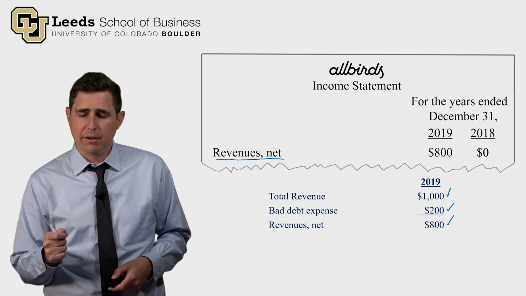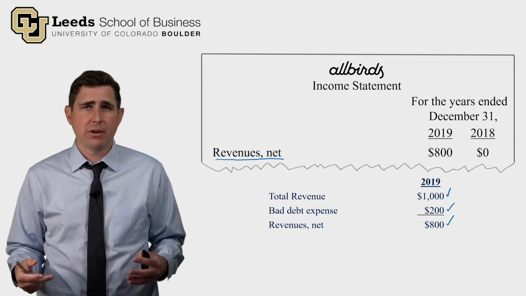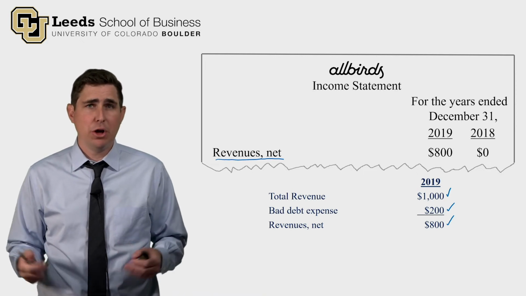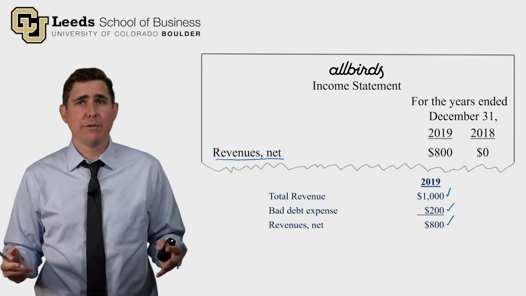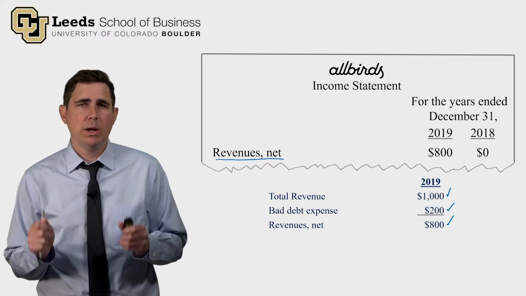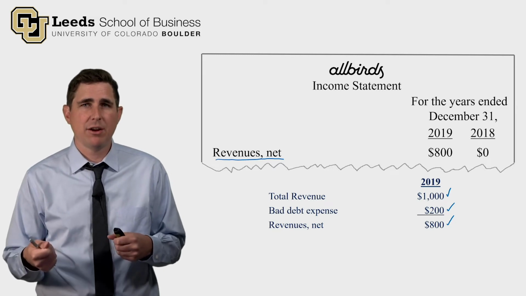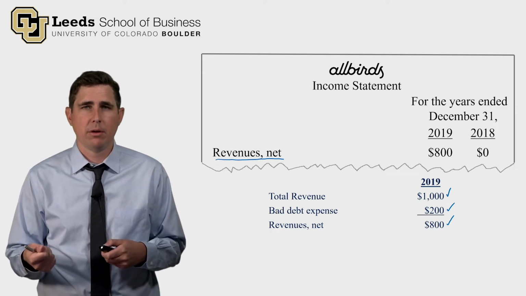The reason this should make sense to you is it's not fair to show $1,000 of revenue, because we sold to some, anybody can sell to customers who are never going to pay, right? You can show any revenue number you want doing that. We need to show the revenues of customers we expect to collect from. That's why $800 is a fair revenue number for 2019.